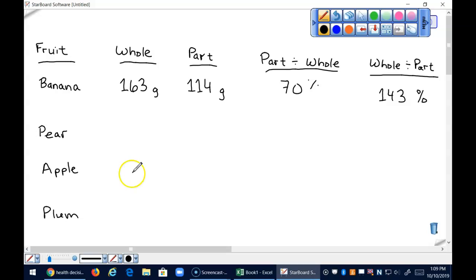I did the apple. Okay, total was 134 grams, and the part was 123 grams. Okay, I think it's like 92%. And 109%.